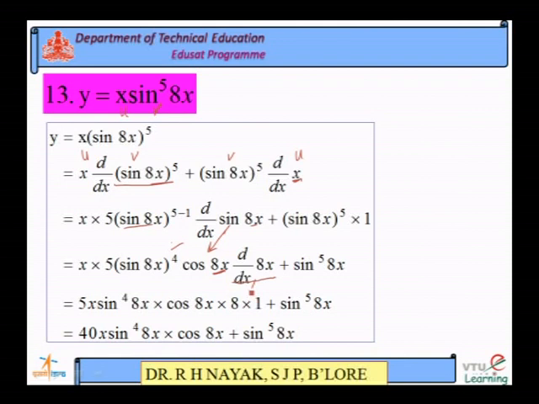So, other things you have to write as it is. So, 5 into, differentiation of 8x is 8 into 1, that is reflected here. So, 5 into x into sin 8x to the power of 4 into cos 8x into 8 plus sin to the power of 5 of 8x. 8 into 5, this 8 into this 5 is taken as 40 into x into sin to the power of 4 of 8x into cos 8x plus sin to the power of 5 of 8x.